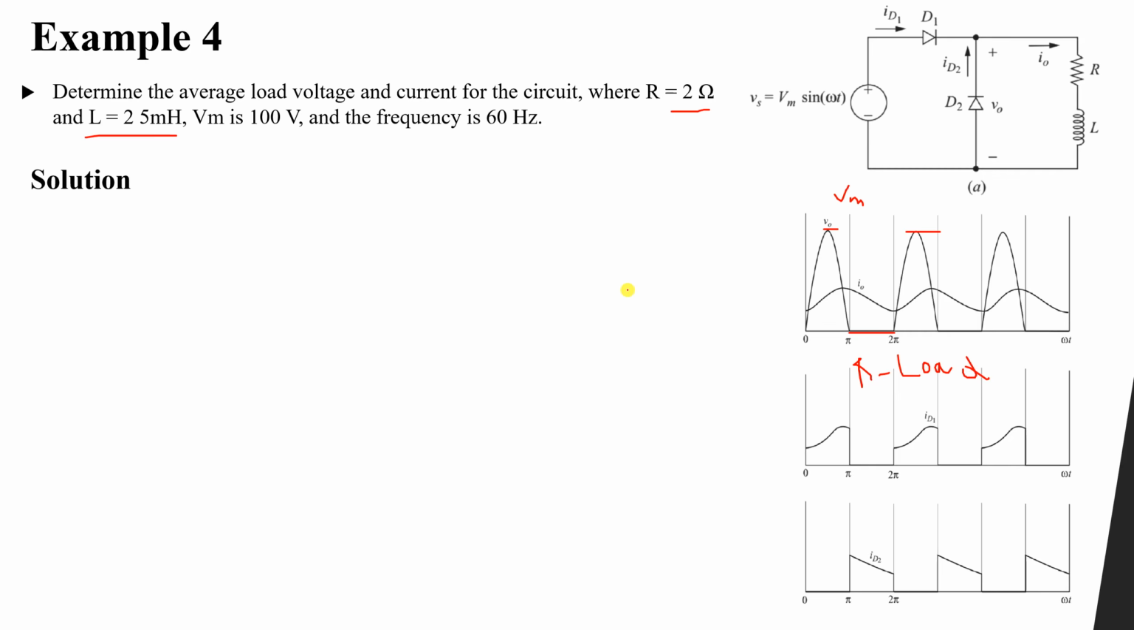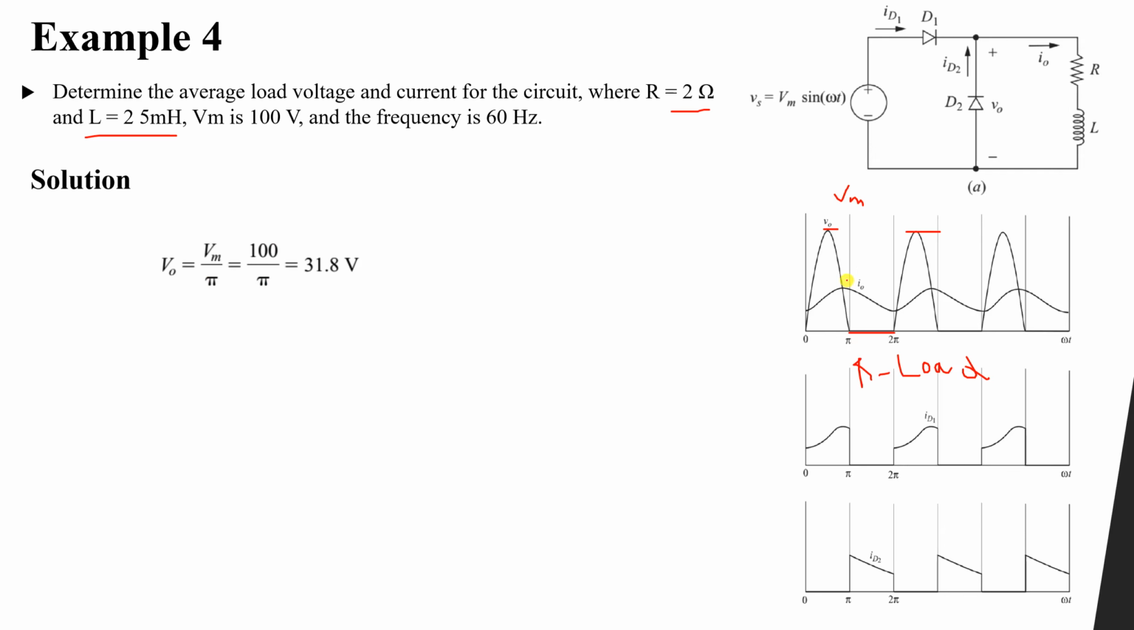So for V average, we can apply the laws of V average, since we would like average load voltage and current, not the RMS. So V average will be Vmax over pi, the same law as the pure resistive load, because it has the same waveform, right? So Vmax over pi, which is 100 over pi.